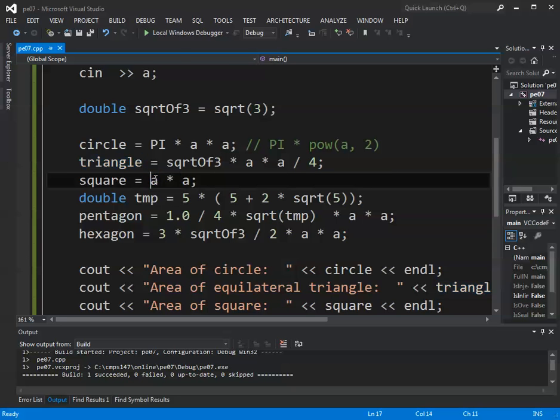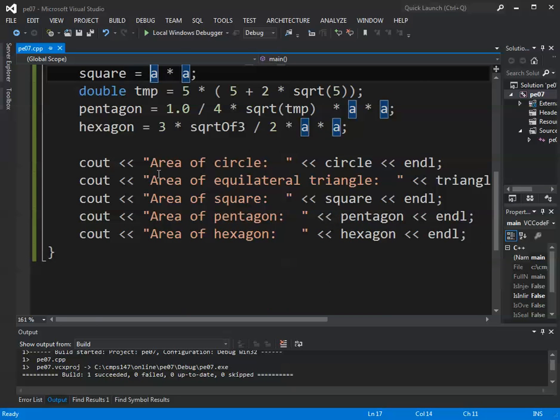All right, so at this point, I think we're done with the area question. We can maybe neaten up the output or something like that, but for all intents and purposes, we're complete.